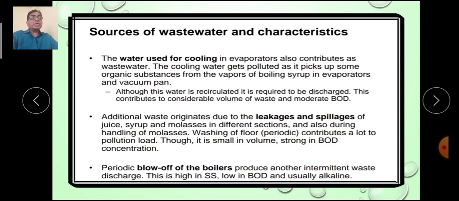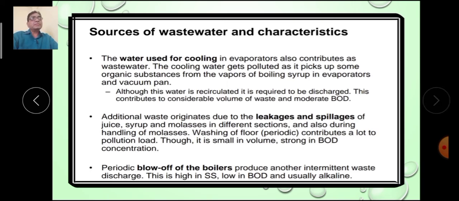Okay, although this water is recycled, sometimes it is required to be discharged. This contributes a considerable volume of waste and moderate BOD. Okay, and therefore this should be treated. Additional waste originates due to the leakages and spills of the juice, syrup and molasses in different sections, and also during the handling of molasses. Okay, and therefore this wastewater should also be treated.